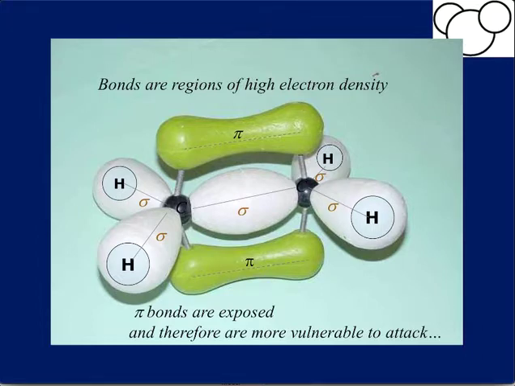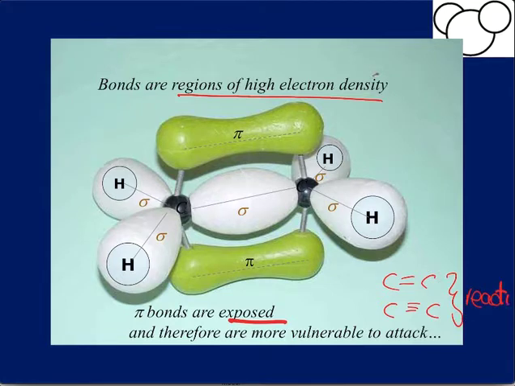If you just want to make a note for yourself on page 46 somewhere, yeah, so we've said it. Please note these bonds are areas of high electron density, or regions of high electron densities. Your pi bonds are exposed and they are vulnerable to attack. So the rule would be, if you have a double or triple bond, then you are going to be very reactive. Whereas just regular carbon-carbon single bonds, not so much.